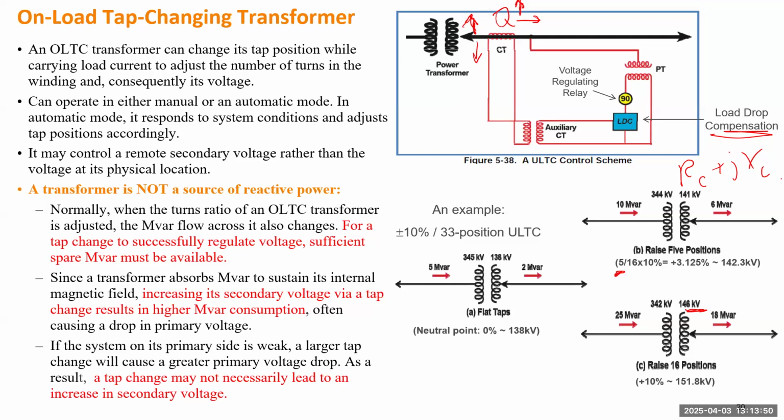And when you continue moving up positions, what happens? That will increase the total reactance of the transformer. And if you treat the transformer and the load entirely as a load, this load impedance will increase, and that will make the primary side voltage drop further.